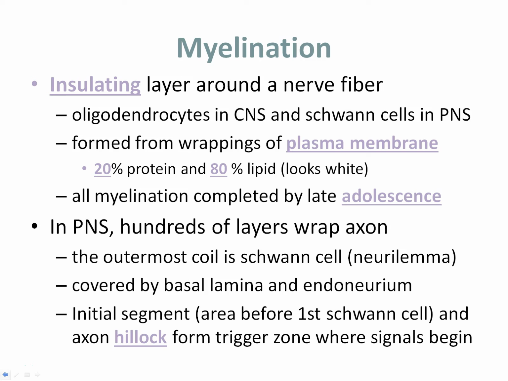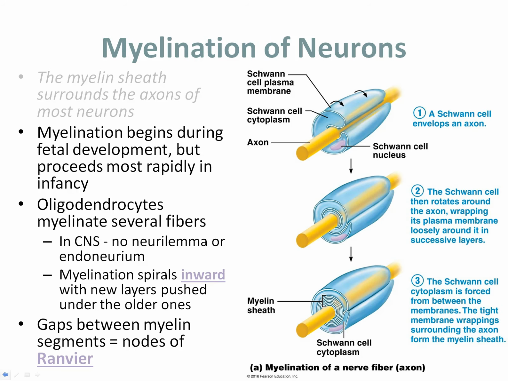In the peripheral nervous system, hundreds of layers wrap an axon. The outermost coil is the Schwann cell, or neurolemma. This is covered by a basal lamina and endoneurium. The initial segment is the area before the first Schwann cell, and in this initial segment, the axon hillock forms a trigger zone where signals begin in the neuron.